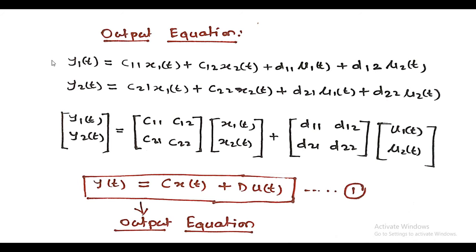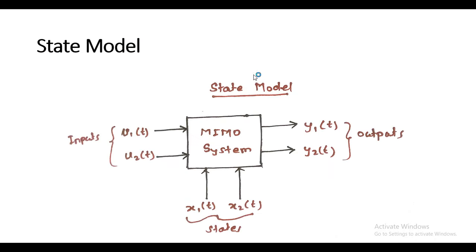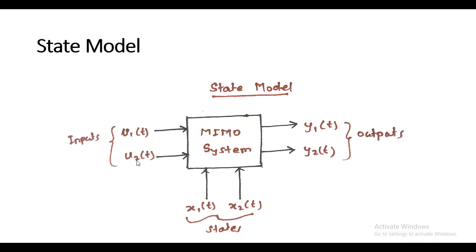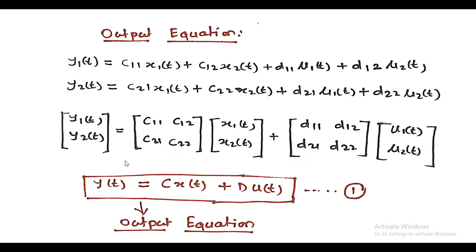Okay, so if you see this first equation, I have mentioned X1t, X2t, that is states. Similarly I have mentioned U1t and U2t, that is inputs. Again I am repeating, for calculation of this single output, that is Y1t, you have to consider all the states and all the inputs. So that's why I have mentioned X1t, X2t, U1t and U2t. It is with respect to Y1, but there are other parameters which are present here.